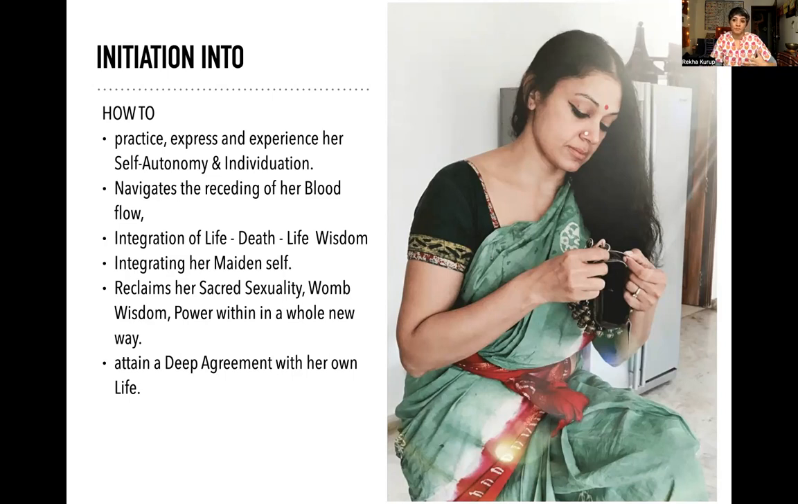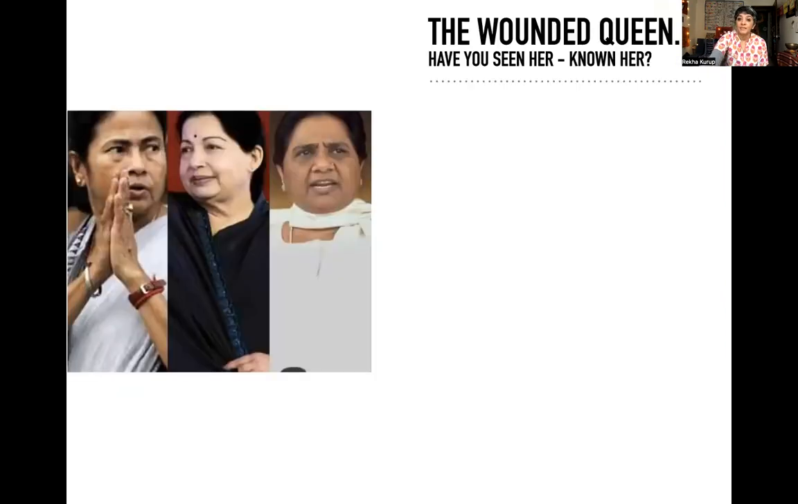So you can imagine the autumn, when the silence really starts setting in, things are shedding, trees are becoming barren. And this is a time to integrate your maiden self, reclaim the sexuality, womb wisdom, power within, in a whole new way. And it is also about attaining a deep agreement with one's own life, one's own fate, and where one is in one's life. So this is what the queen energy is. This is the work that we are called to if we are not moving there.